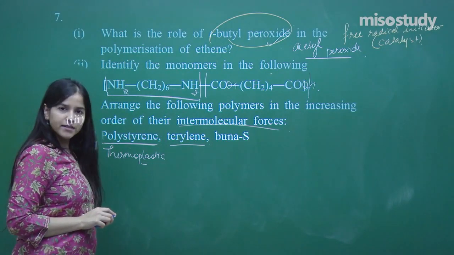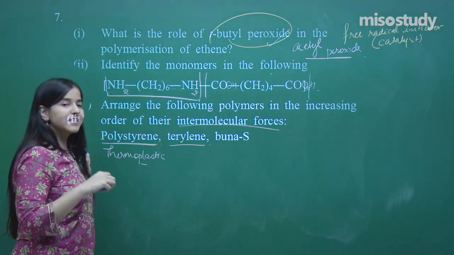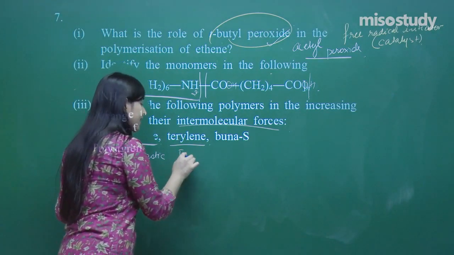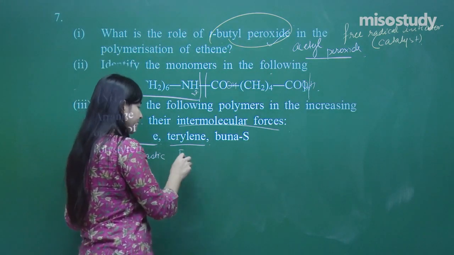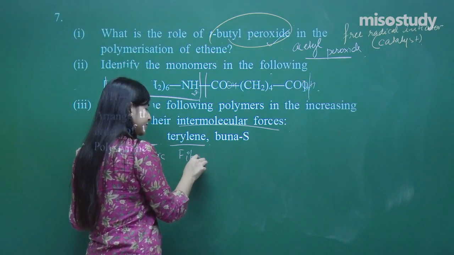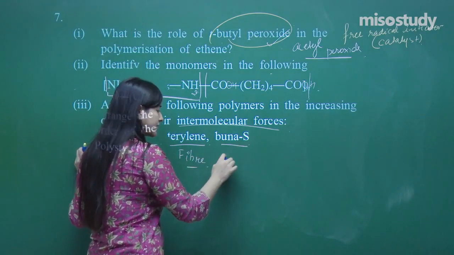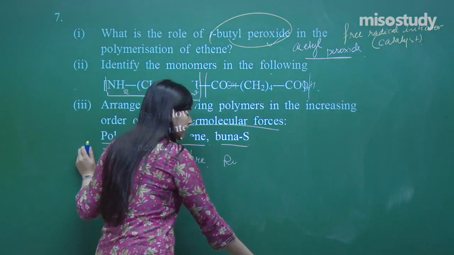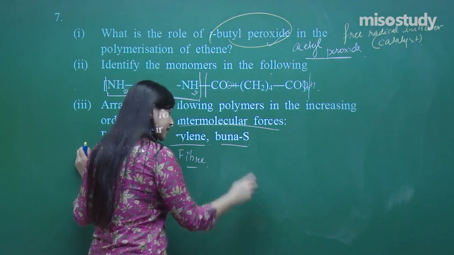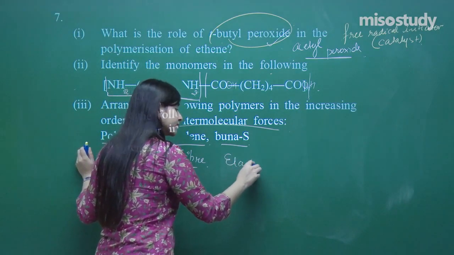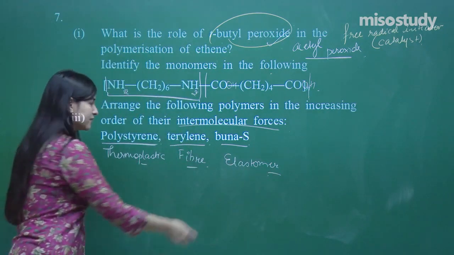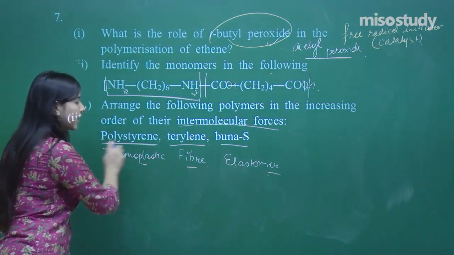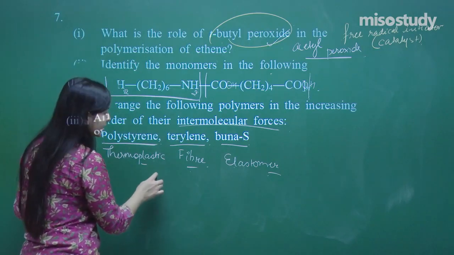Terylene, what is it? Terylene is a kind of fiber. Dacron, we have done Dacron. Dacron is nothing but terylene. It's a fiber. Buna S, it's a rubber. Sorry, not exactly a rubber, but an elastomer. So we know the forces. This is the weakest, this is the strongest, this is somewhere lying in the middle. So what is this?